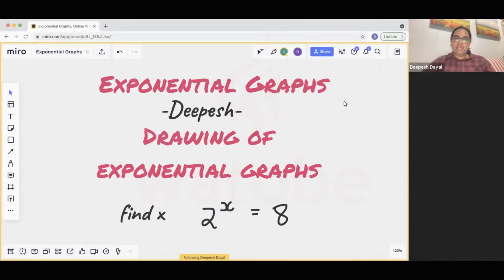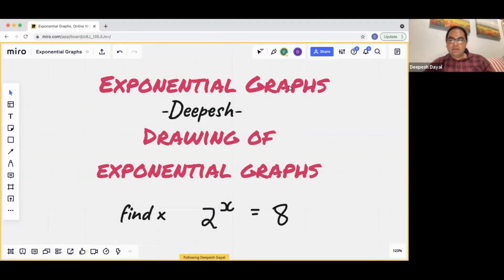to be having the question on the board, which is finding X.